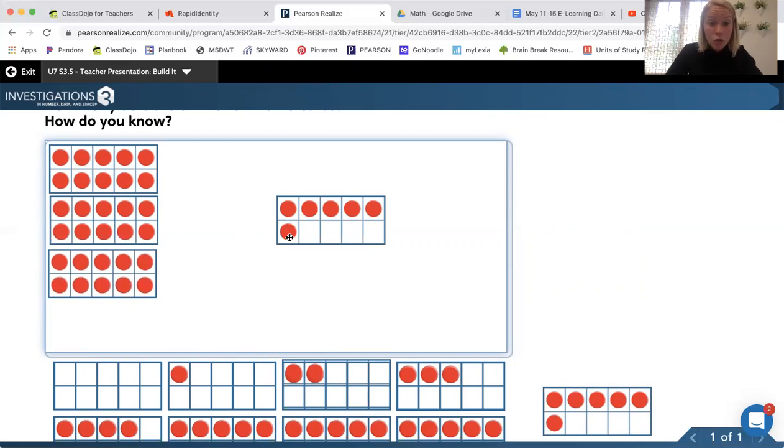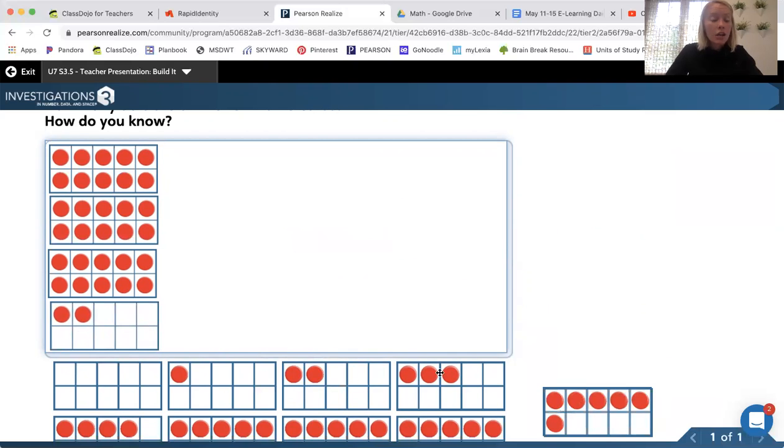Okay, so I used 1, 2, 3, 4, and now I just have these 2 left. So I can move those 2 here. And I still have the number 32. So there's lots of different ways that you can solve that problem. There's no right way or wrong way. As long as each time we got the number 32, that works. As long as we check and make sure.